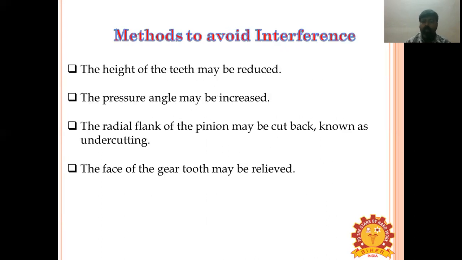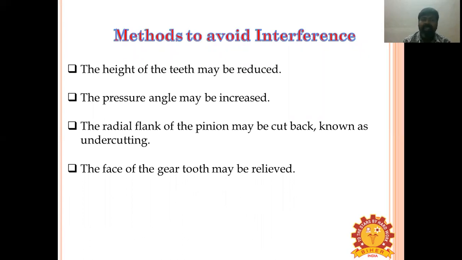Then methods to avoid interference. You know what interference is, right? So methods to avoid the interference: the height of the teeth may be reduced. Then the pressure angle may be increased. Then the radial flank of the pinion may be cut back, which is known as undercutting. Undercutting is also an important term. And finally, the face of the gear tooth may be relieved. These are all the methods to avoid the interference, right?